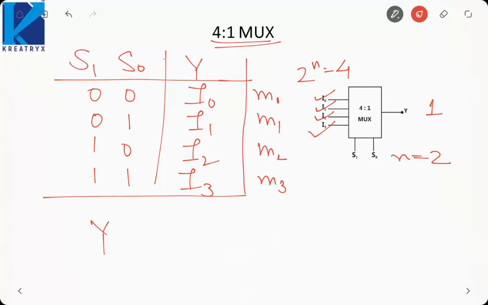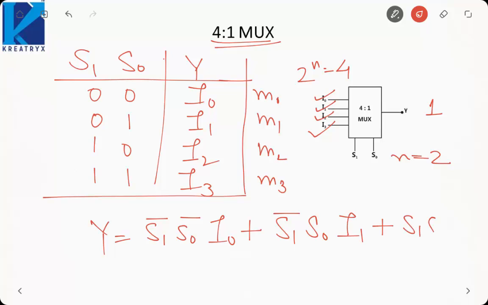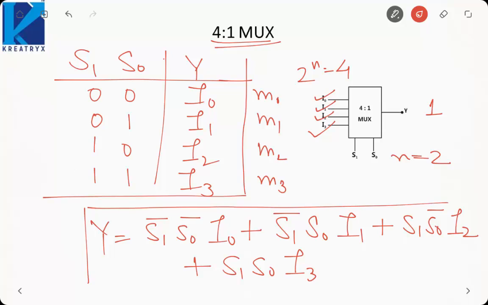So y will be, minterm 0 will be S1 bar, S0 bar. When this minterm comes, y will be equal to I0, plus, when minterm 1 comes, S1 bar, S0, output should be equal to I1. When minterm 2 comes, that is S1, S0 bar, output will be equal to I2, plus when minterm 3 comes, S1, S0, output will be equal to I3. This is how we can implement a 4:1 multiplexer.